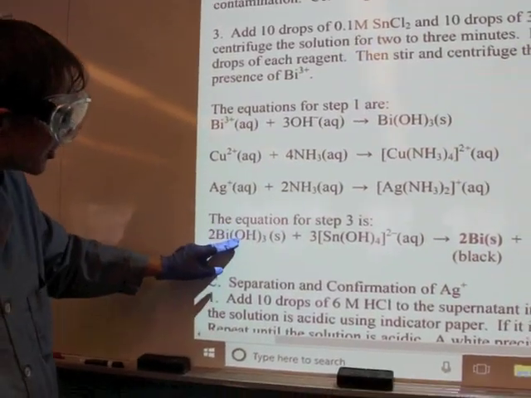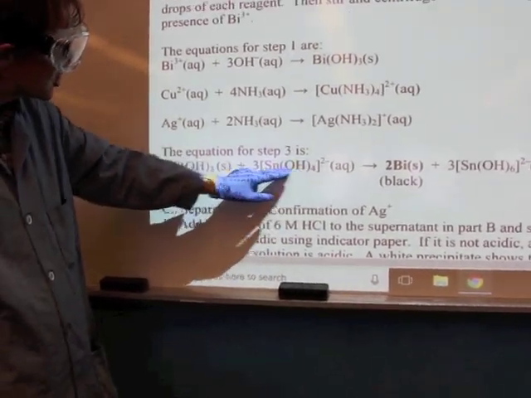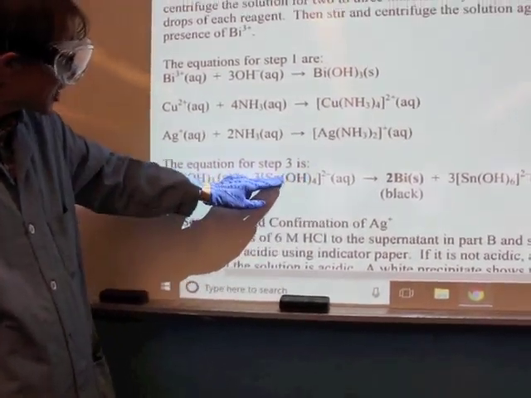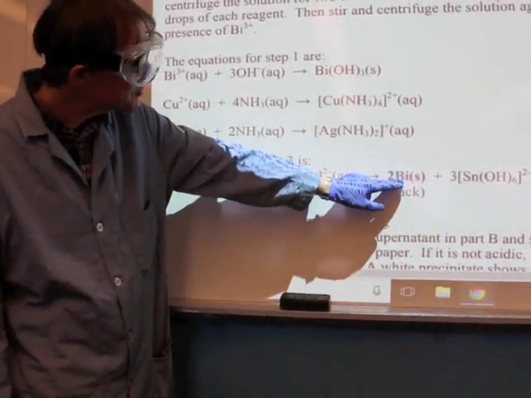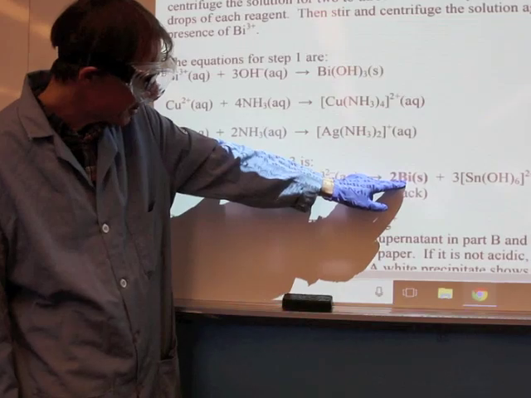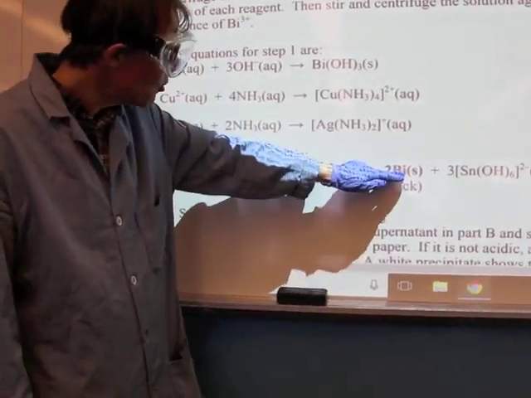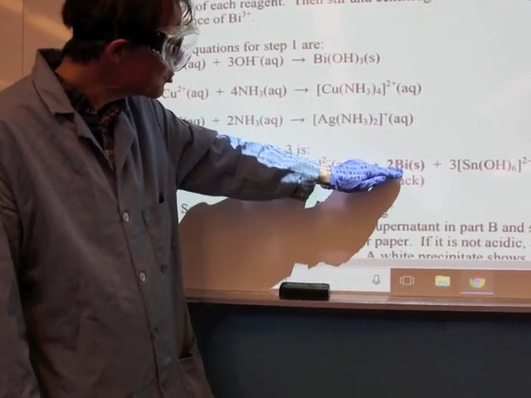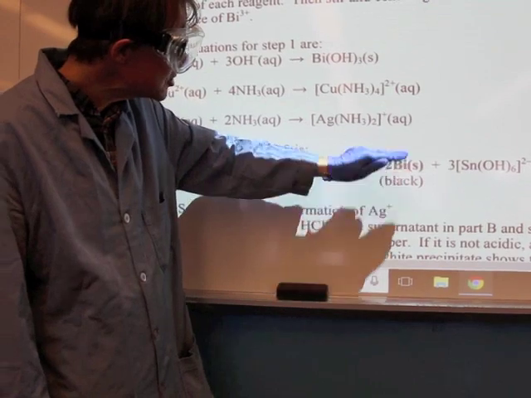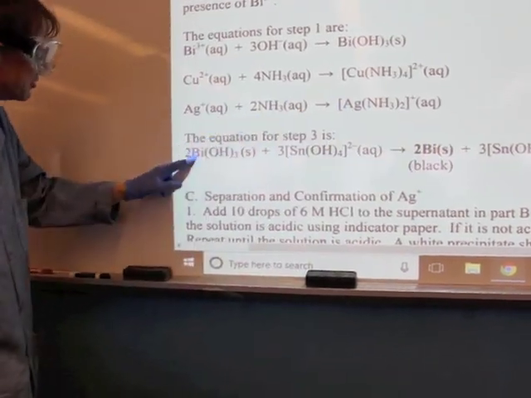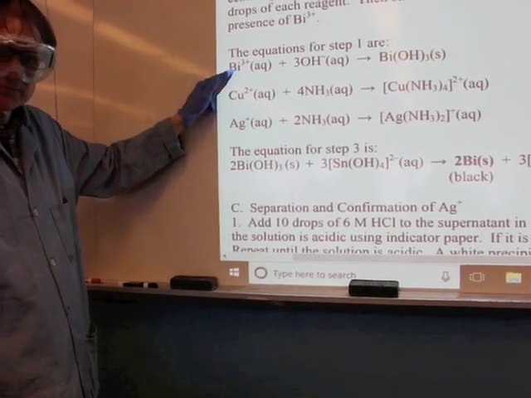The bismuth hydroxide will react with the tin. By adding the sodium hydroxide, that makes it tin hydroxide. They will react in a redox equation to reduce bismuth 3 into bismuth. The tin gets oxidized. Bismuth, a metal, is black when it's ground up into a powder. So if we see a black solid, that tells us that we have bismuth, which means we must have had bismuth hydroxide, which means originally we must have had the bismuth 3 ion.